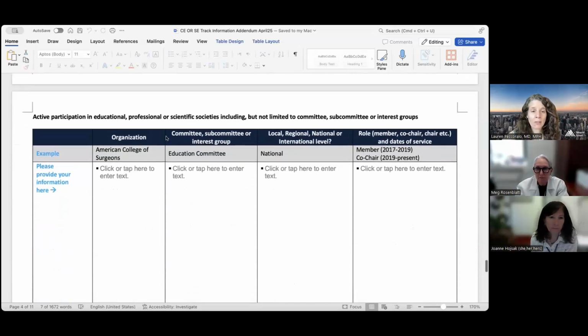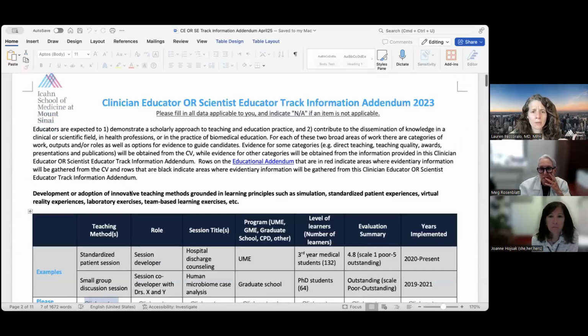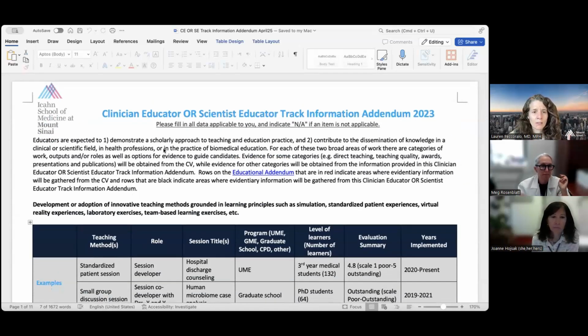And again, you don't have to fill out everything, but the idea is that you should fill out at least a couple of these charts to show that you have a scholarly approach and contribute to the dissemination of knowledge. So really, this should show that in some form.